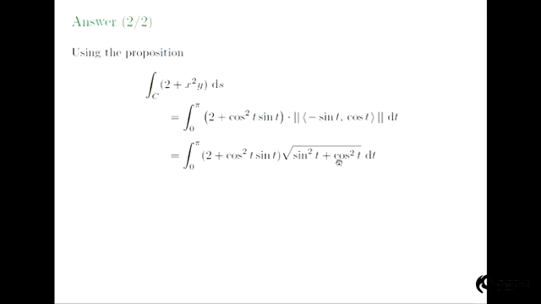Well, sine squared t plus cos squared t is 1, so that disappears. So all we have left is 2 plus cos squared t sine t, dt. If we take the integral of this, we're going to get 2t minus cos cubed t over 3. This sine t is going to fall out because of the chain rule. We need to evaluate this from 0 to pi.